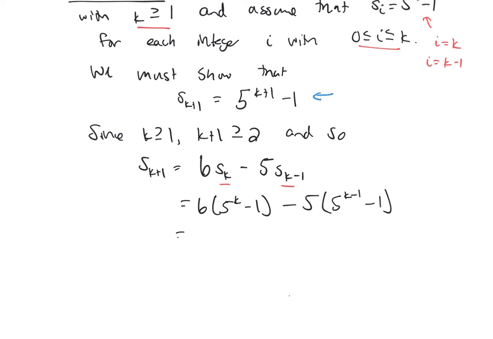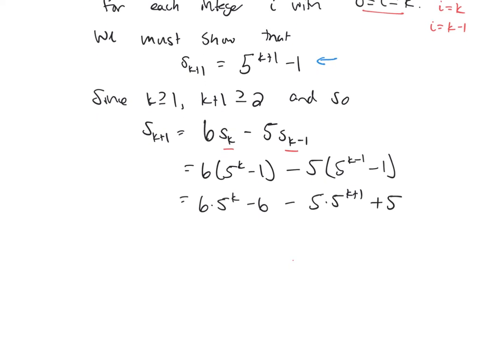So let's distribute the 6. Let's go ahead and distribute the 5. I'm going to combine this minus 6 and plus 5. That will be a minus 1. And then I'm going to combine these. Oh, sorry, that should be a k minus 1 here. So I'm going to add the powers, so it'll be minus 5 to the k.